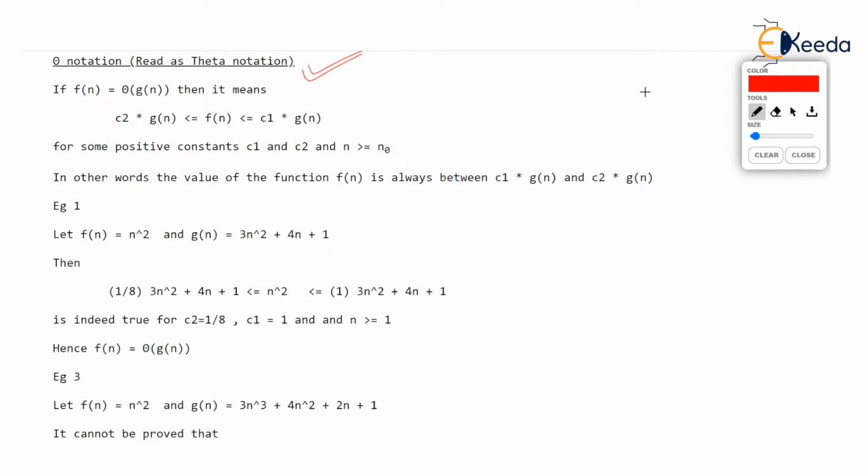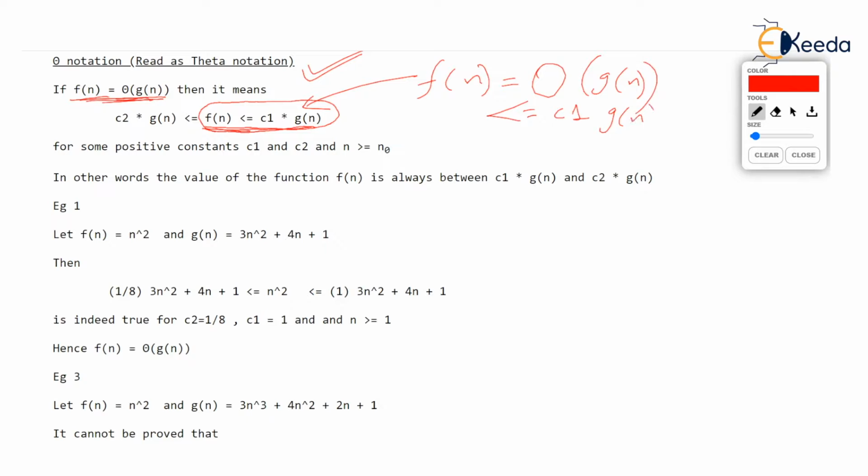Now just check. If somebody tells you that Fn is theta of Gn, then it means that Fn is always less than or equal to C1 times Gn. Wait a minute here. Just check this portion which I am marking. Fn is below C1 into Gn. You tell me, isn't this portion meaning that Fn is big O of Gn? Are you understanding really? Because we are saying Fn is less than or equal to C1 times Gn, isn't it?